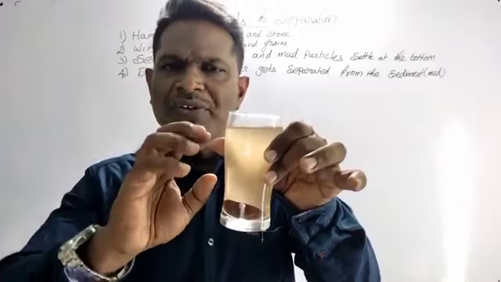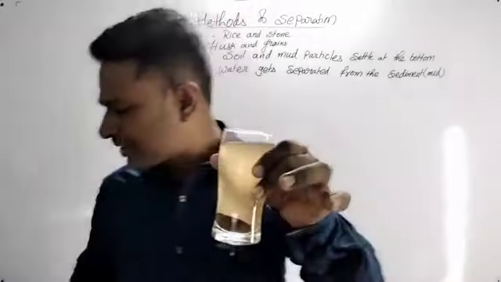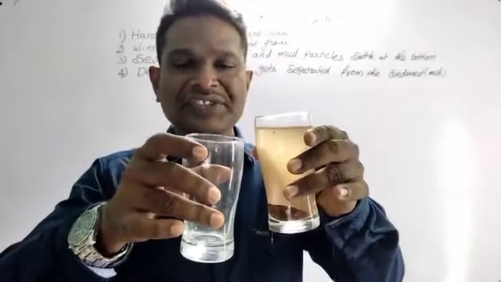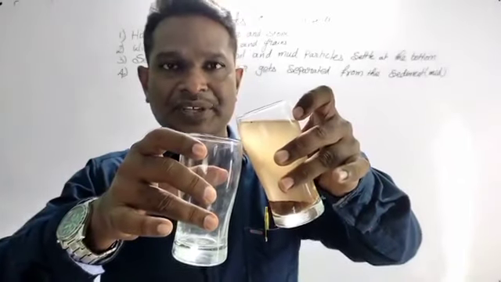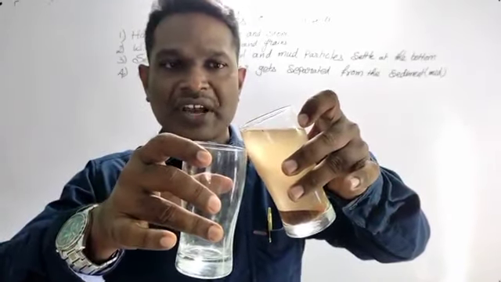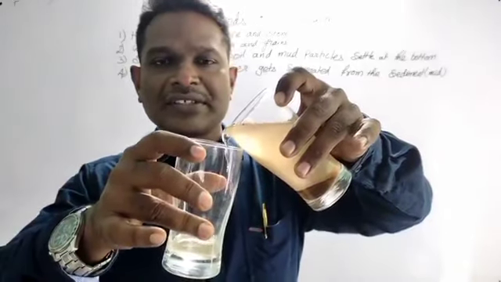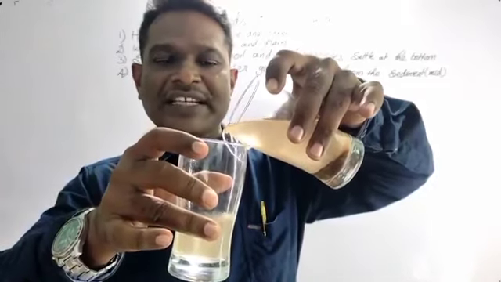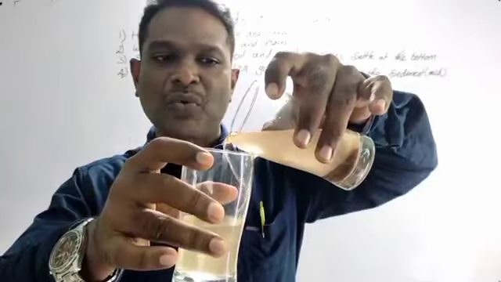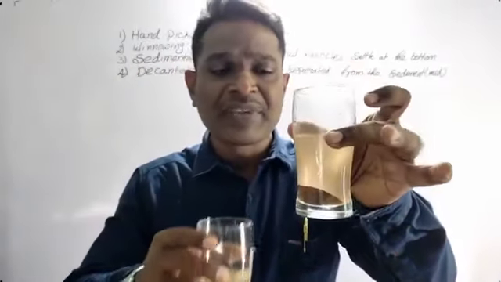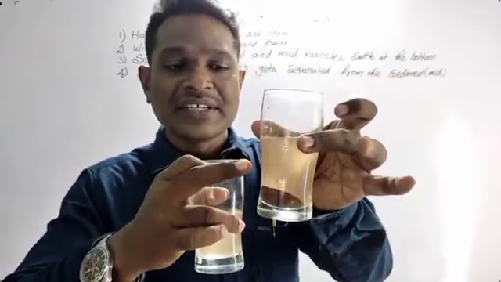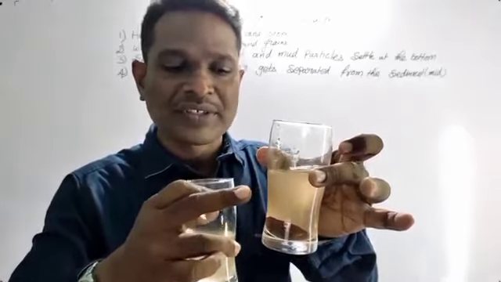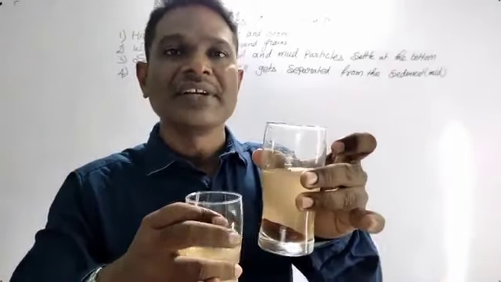So this is called sedimentation, or this is called a sediment. Now how do you separate them? Just look at this carefully. I have taken a clean glass and I am slowly tilting this glass. Now I get clear water here. So this process is called decantation. What do you understand by the word decantation? Separating the clear water from the sediment. Separating the clear water from the sediment is called decantation.